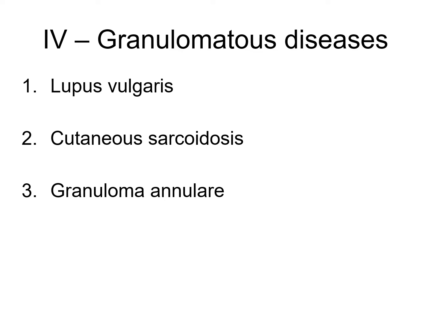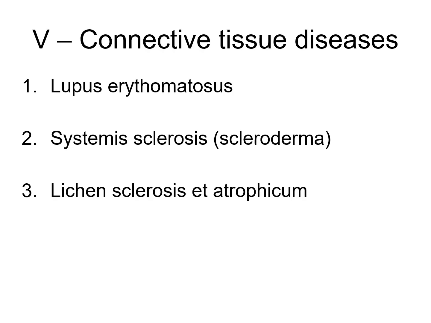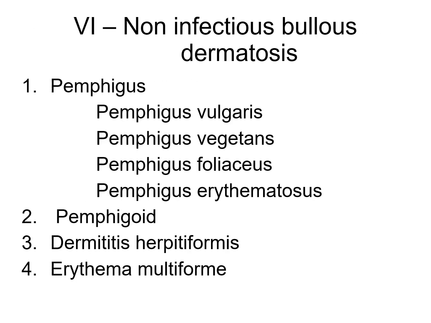The granulomatous diseases of the skin include lupus vulgaris, cutaneous sarcoidosis, and granuloma annulare. The connective tissue disorders that are specifically studied with skin are lupus erythematosus, systemic sclerosis, and lichen sclerosus et atrophicus. The non-infectious bullous disorders can be pemphigus, and these include pemphigus vulgaris, vegetans, foliaceus, and erythematosus, pemphigoid, dermatitis herpetiformis, and erythema multiforme.